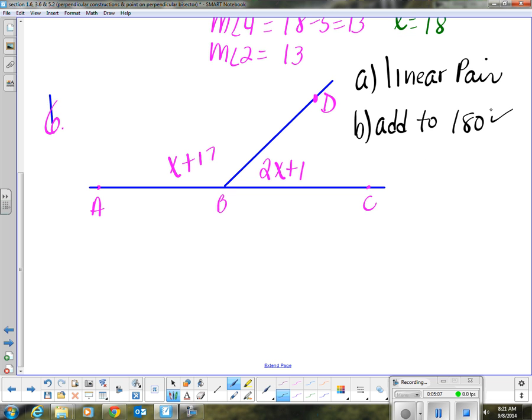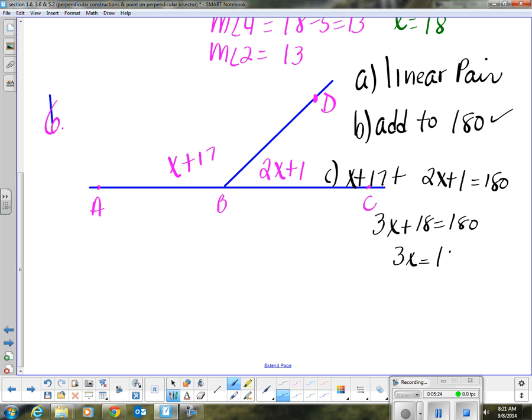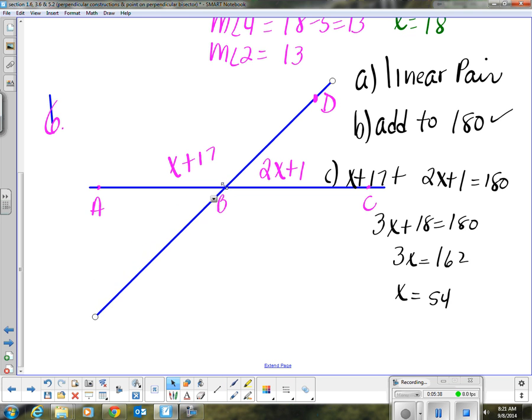What are you supposed to do with them? What equation do you write? x plus 17 plus 2x plus 1. Exactly. Equals 180. So we're going to end up with 3x plus 18 equals 180. So we've got 3x is equal to 162. So x is going to equal 54. So now what did they ask for? They asked for angle CBE. Well, now I need to find E. And I believe E is this little side extended. So we've got an E down here.